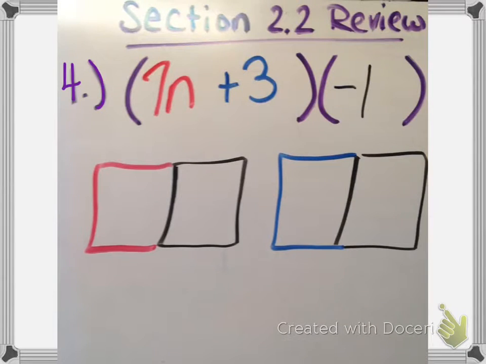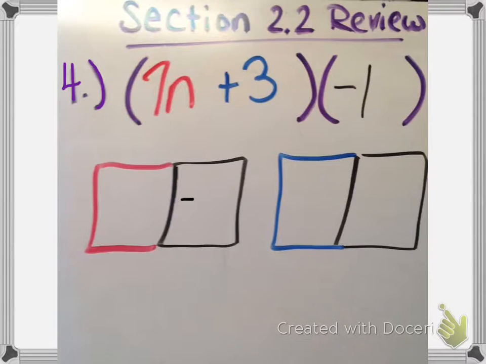Now it's reversed. You have the quantity of 7n plus 3 times the quantity of negative 1. Remember, the negative 1 is in parentheses because it's a negative and it doesn't get confused with the parentheses. So you need to switch your colors as well, because it is the negative 1 that is being multiplied by the 7n and the 3. What is your answer?